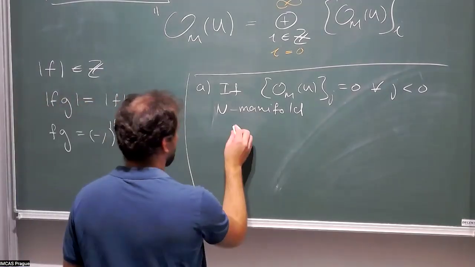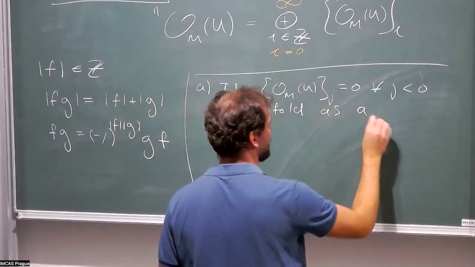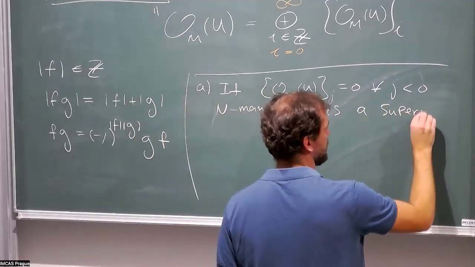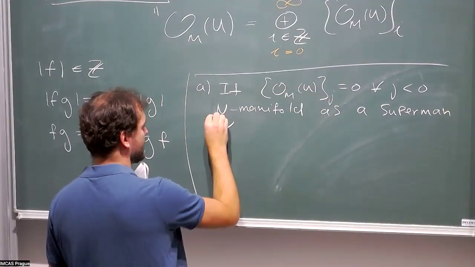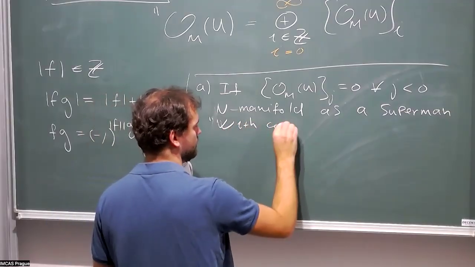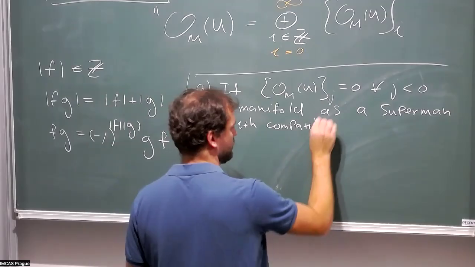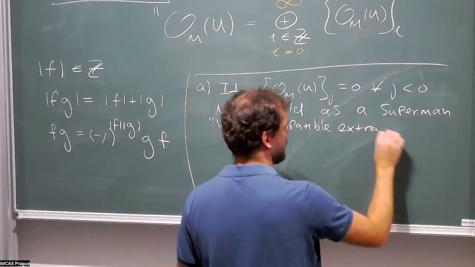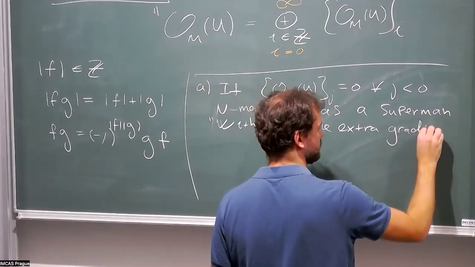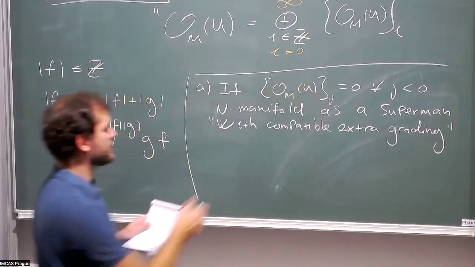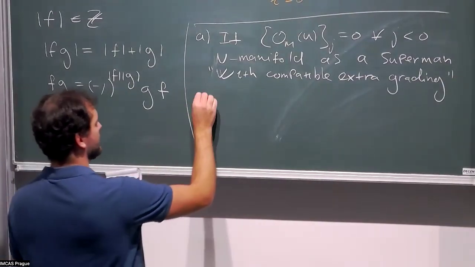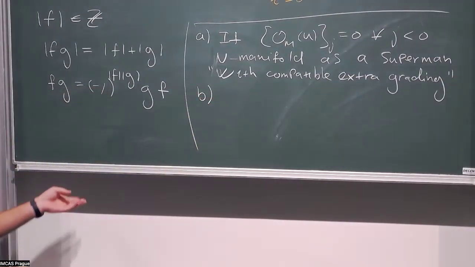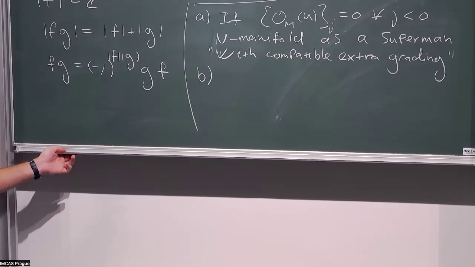Okay, so as a supermanifold, I'm just going to write vaguely with compatible extra grading. Compatible here just means that if the degree is odd, then the parity is odd. All right.